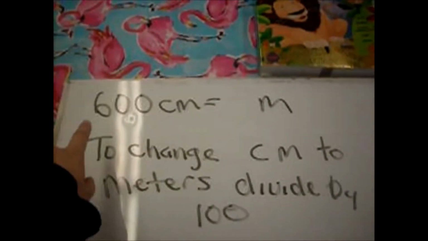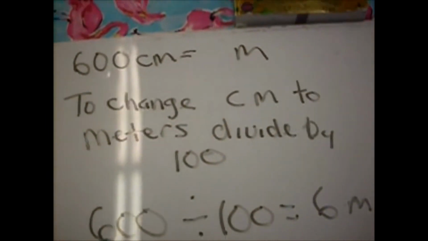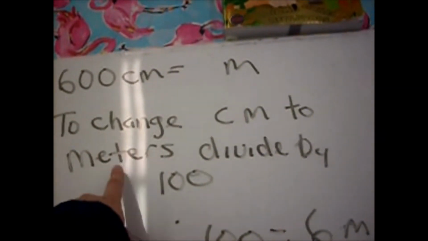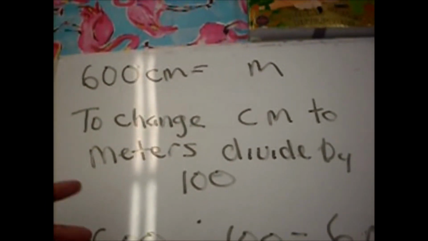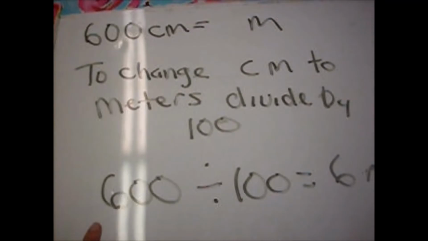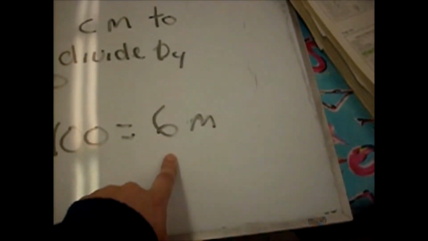Alright, so now that I have my big whiteboard, we are going to change 600 centimeters to meters. So I looked at the top of that sheet and found the rule. To change centimeters to meters, and that's what our M stands for, cm is centimeters, M is meters, we're going to divide by 100. So I took our original number, 600, divided by 100 to get 6 meters.